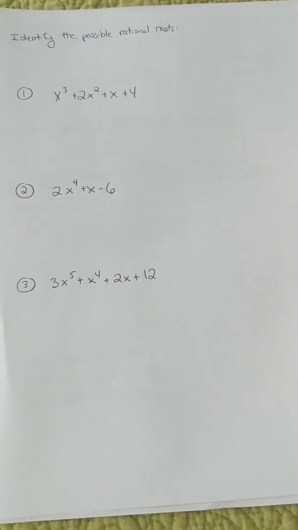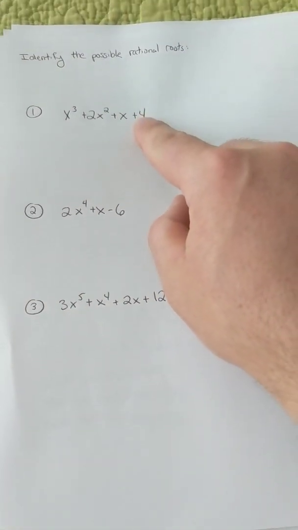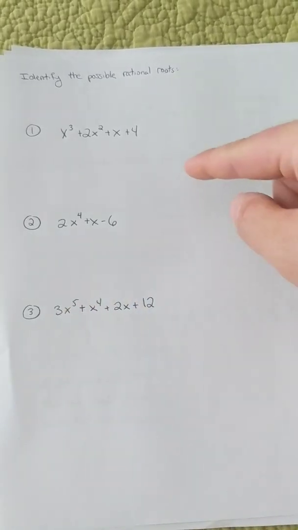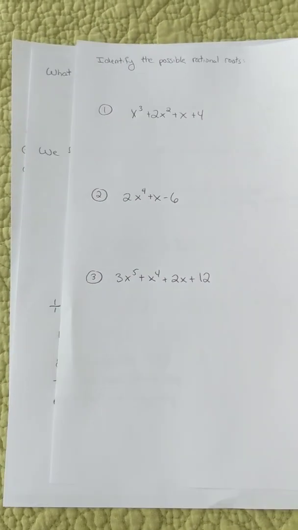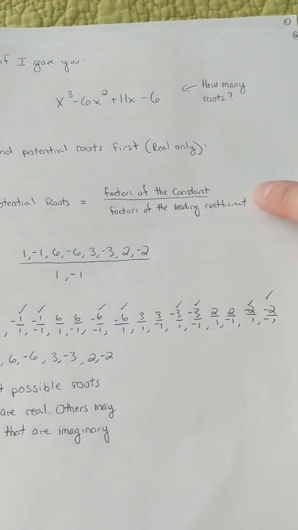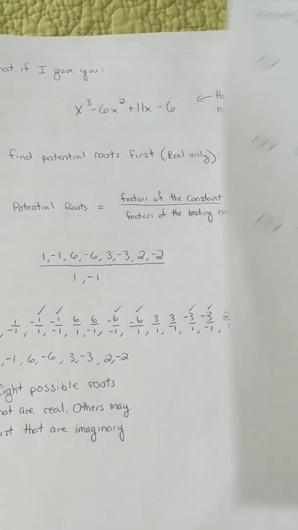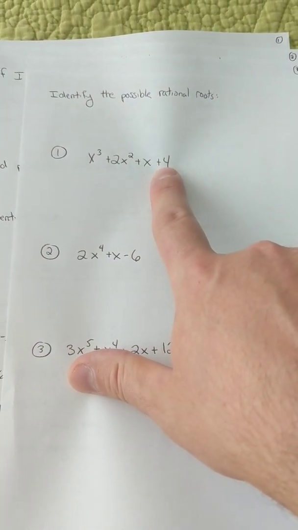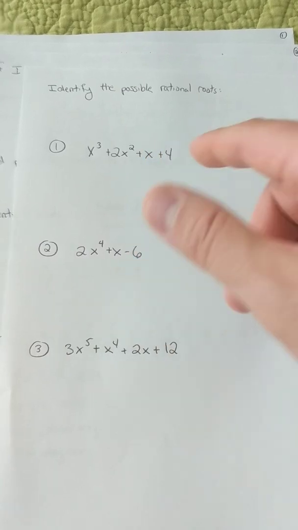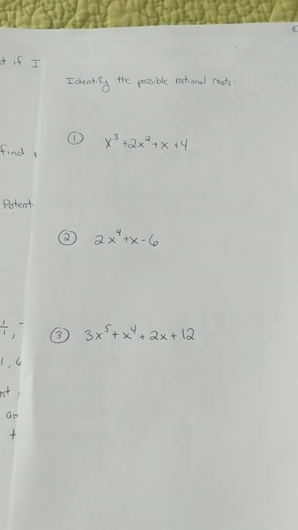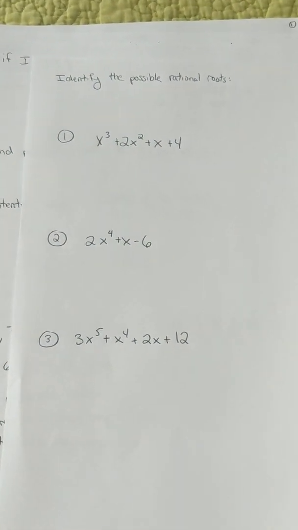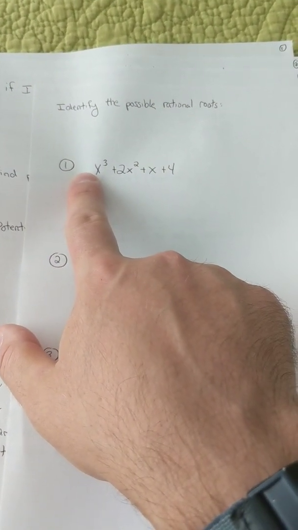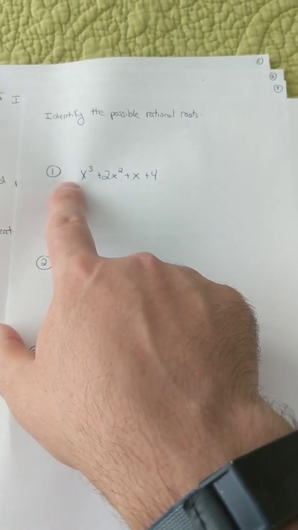is to identify just the possible roots. So I gave you a cubic, a quartic, and a quintic. And I want you to figure out what are some possible roots, and you're going to use this ratio right here. So take the factors of the constant. So in this case, this is going to be 2 and 2, 4 and 1, and then also throw in the negatives. So you would have positive 2, negative 2, positive 1, negative 1, positive 4, negative 4, etc. And divide it by the factors of the leading coefficient, which in this case would be plus or minus 1.